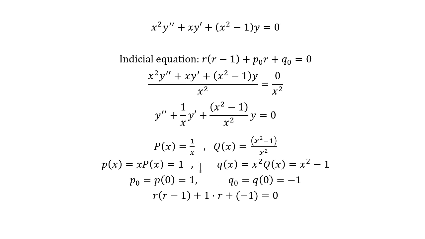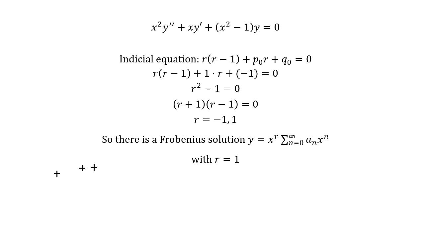In our case, we see that lowercase p(x) is the constant function 1, so regardless of what value you plug in, you're just going to get 1. And for q(x), you get x squared minus 1, so if you plug in 0, you get negative 1. Plugging those into our indicial equation gives you the following equation, which simplifies to r squared minus 1, and its solution is r equals negative 1 and 1. Which means that we will have a Frobenius solution of this type for r equals 1.